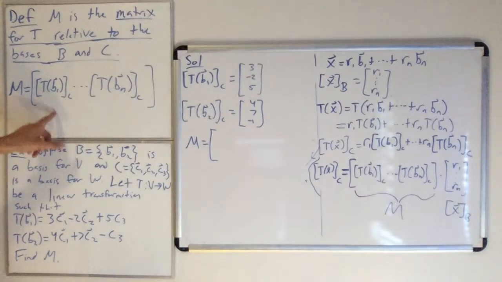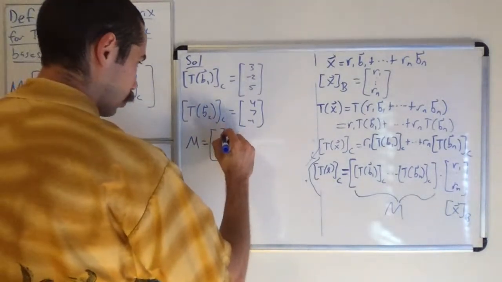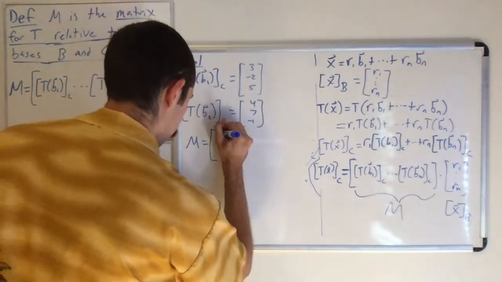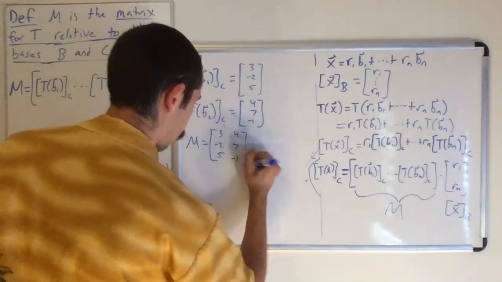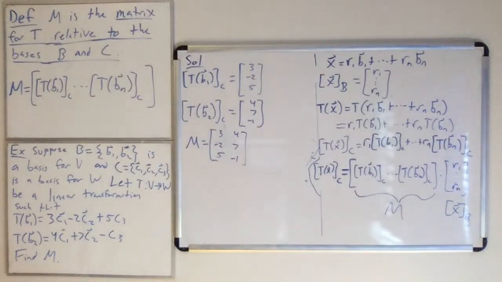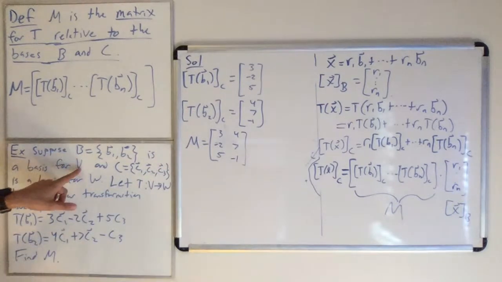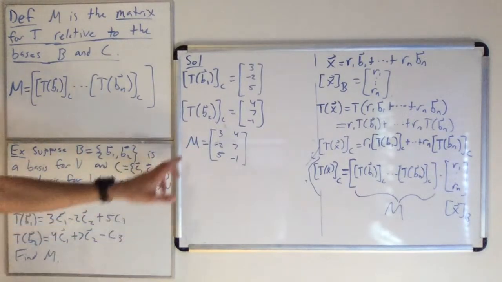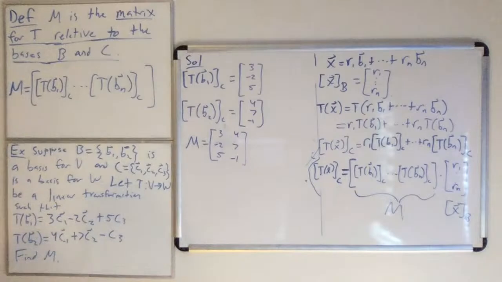The columns of M are just these vectors, right? That's what the definition says. In this map, if we took some general element of V and multiplied its B coordinate vector by M, it would give us the C coordinate vector of its image under the transformation by T.